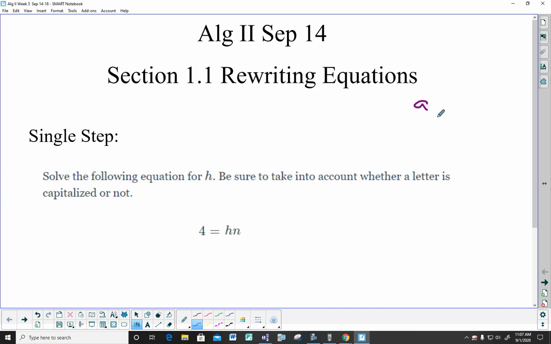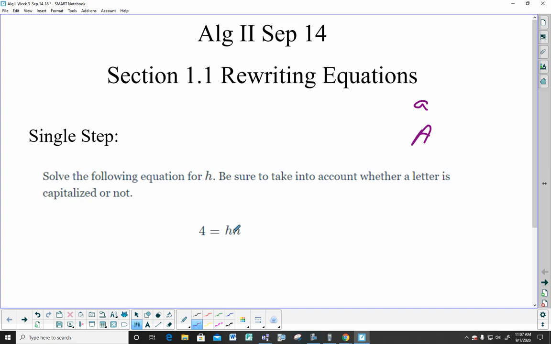Remember, lowercase letters, like an a in geometry, was like a side, whereas uppercase A was an area. So the case of the letter matters. That's taken into account whether the letter's capitalized or not. They're asking you to solve for H. They want you to get this alone.